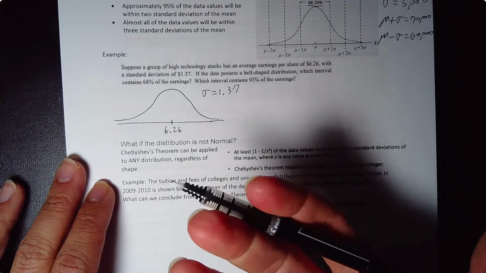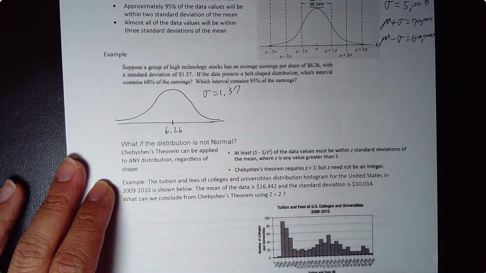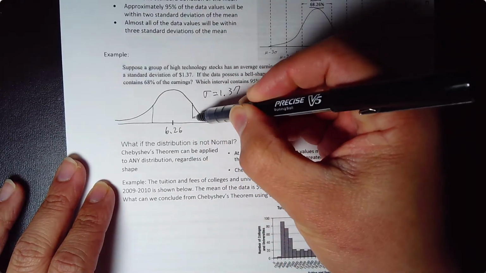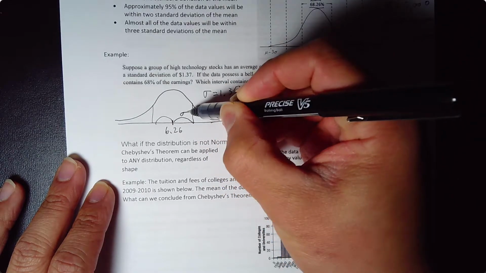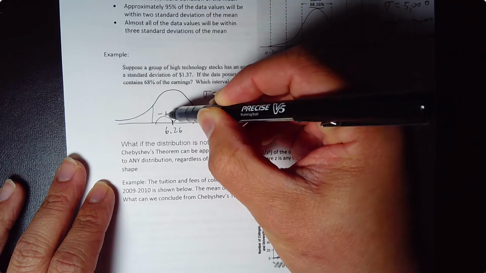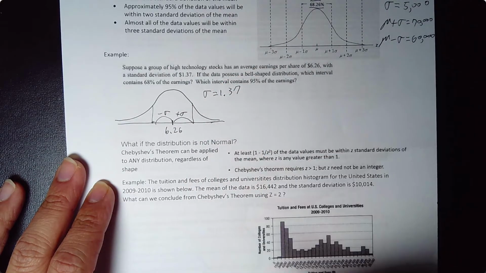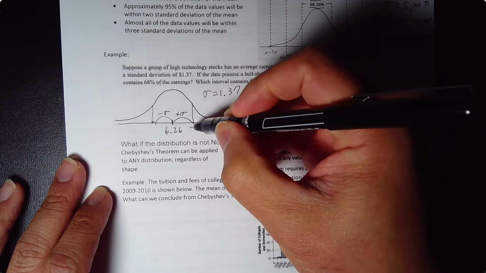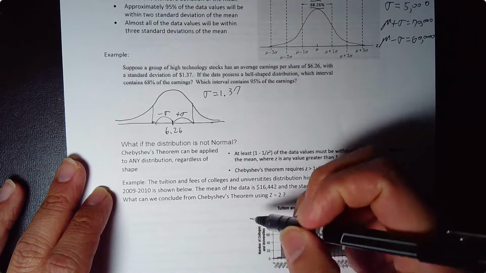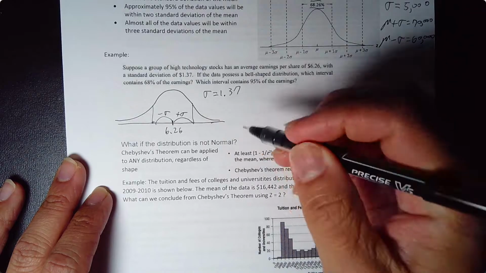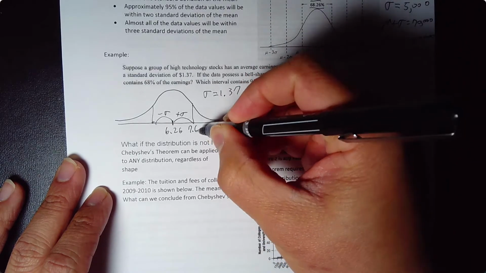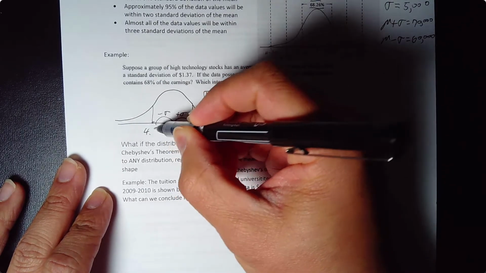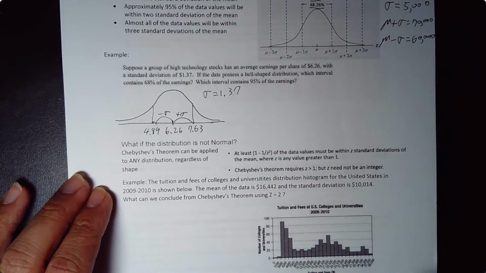I'm using the empirical rule. I know that within one standard deviation of the mean, plus sigma and minus sigma, this will contain it. Then I can get these two numbers. You do 6.26 plus 1.37, then you get 7.63. Minus 1.37 is 4.89.